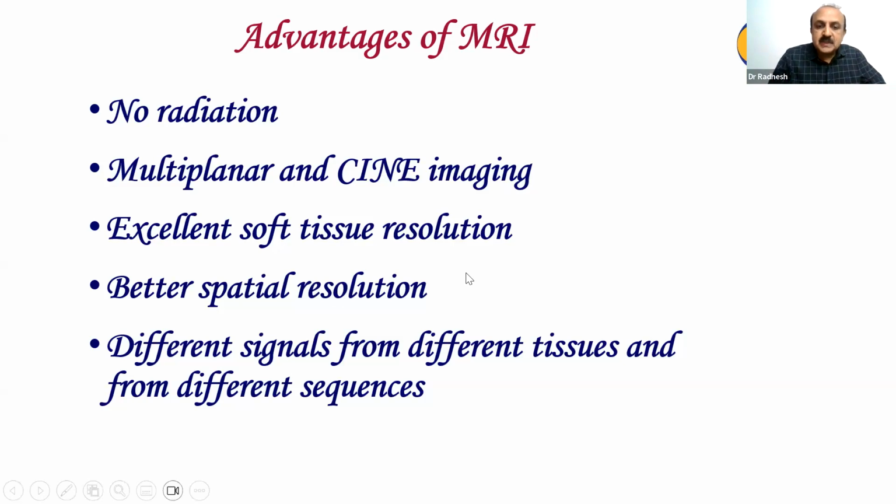Now, better spatial resolution. What is spatial resolution? Say you want to see the pancreas, then the pancreatic duct, and the peripancreatic tissue. MR gives you a better spatial resolution, meaning the distance between one structure and the other can be clearly demarcated by MR by using different sequences. That is what you mean by spatial resolution: the difference in signal intensity over space, that is, over the distance you are imaging.